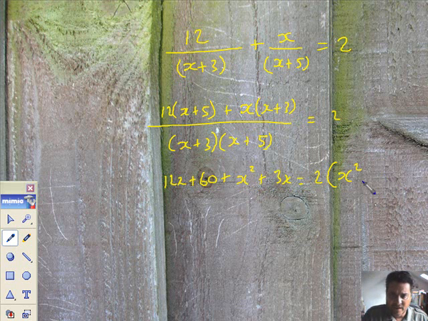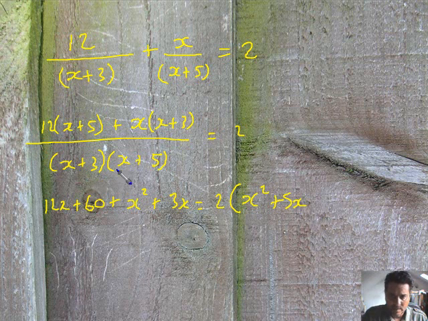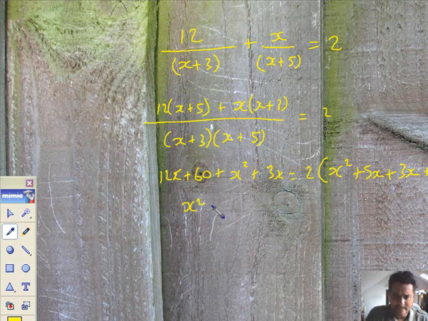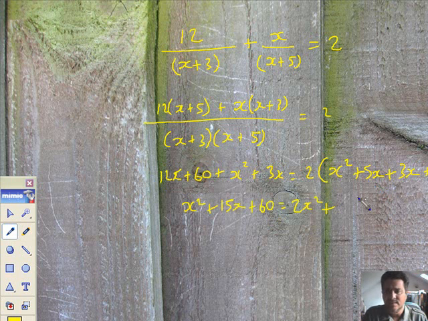x squared, so 5x. And x times 3 is another 3x's. And 3 5s are 15. Tidy this up a little bit because I can. So 12x and a 3x, so I've got x squared plus 15x's, that's the 12 and the 3 there, plus the 60 at the end. Now we're going to multiply this out. 2x squared plus, well, 8 and 3 is 8x's. Let's double them up. 16x's. 2 15s are 30.